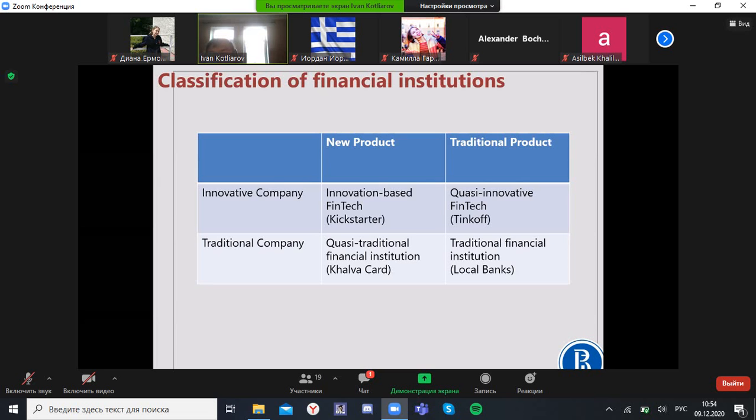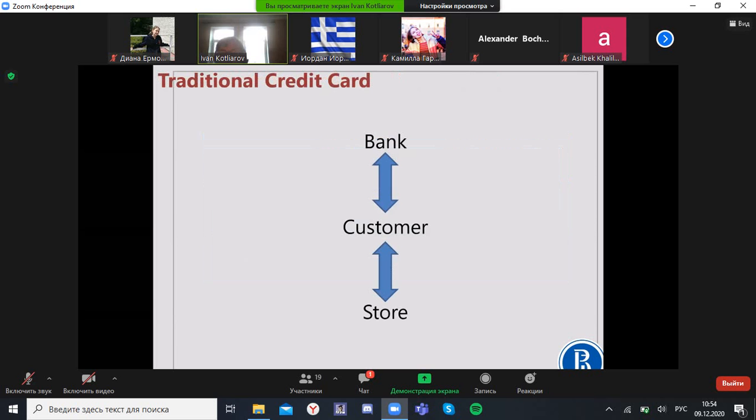And we have traditional financial institutions. In most cases, they are local banks, which are pretty traditional. They offer traditional products and they operate as traditional companies. So, what about Halva? Guys, what is a traditional credit card?